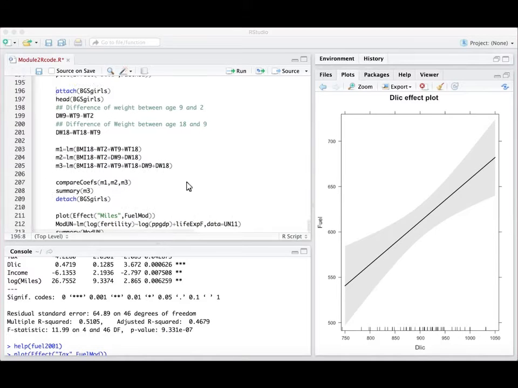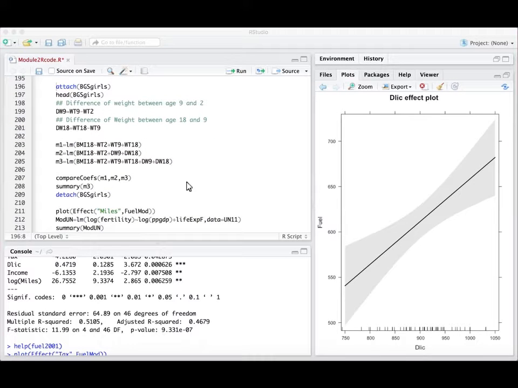All right, so what we want to do here is talk about BGS girls. The BGS is the Berkeley Guidance Study, and it basically tracked kids from age 2 to age 18, measuring weight, BMI, all these different things. We're going to use this example to look at how understanding growth over time can manipulate a model, and what actually is unique information.